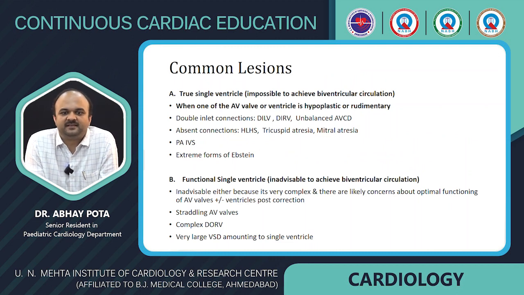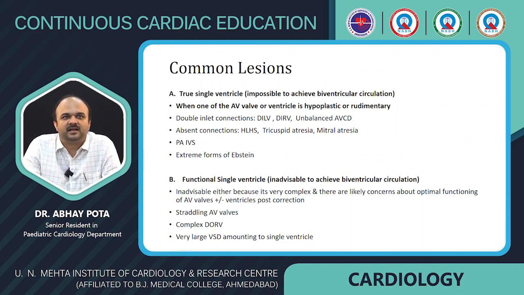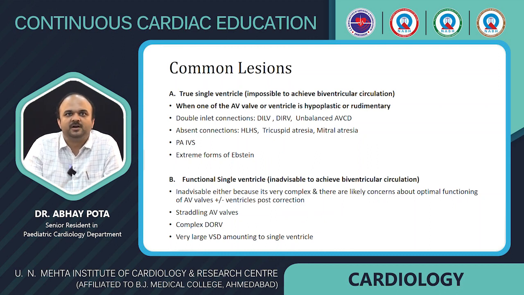Now, what are the common lesions in single ventricular anatomy? They can be divided into two parts. One is true single ventricle, in which it is impossible to achieve biventricular circulation, and another is functional single ventricle, where it is inadvisable to achieve biventricular circulation. So what are the true single ventricle lesions? When one of the AV valve or ventricle is either hypoplastic or rudimentary. Examples are double inlet connections. Double inlet connections are the presence of a single common AV valve or two separate valves that drain predominantly into one ventricle, like DILV, DIRV, unbalanced AV canal defect.